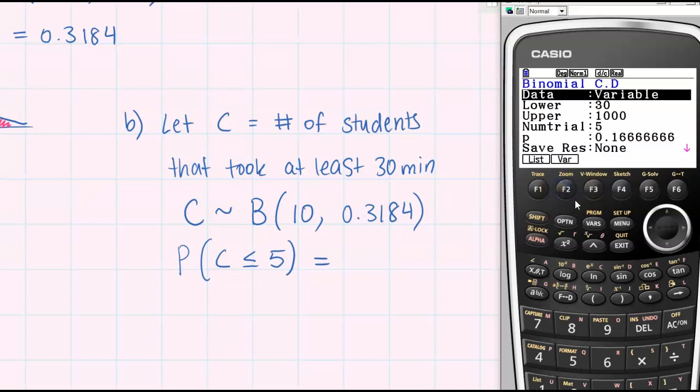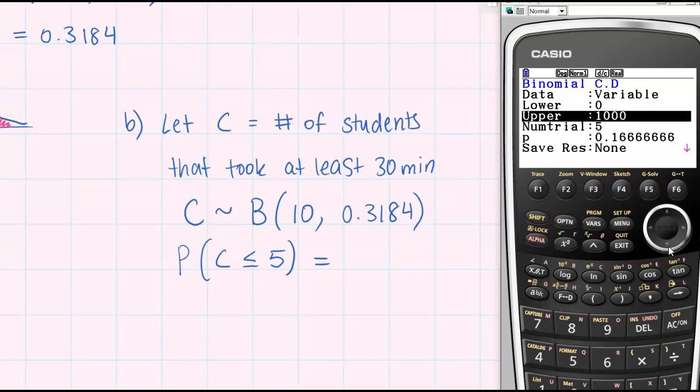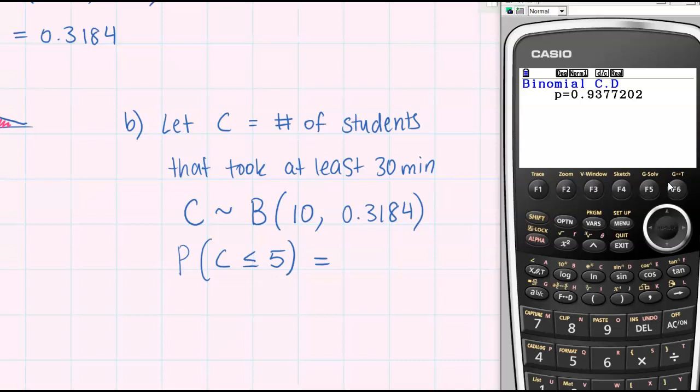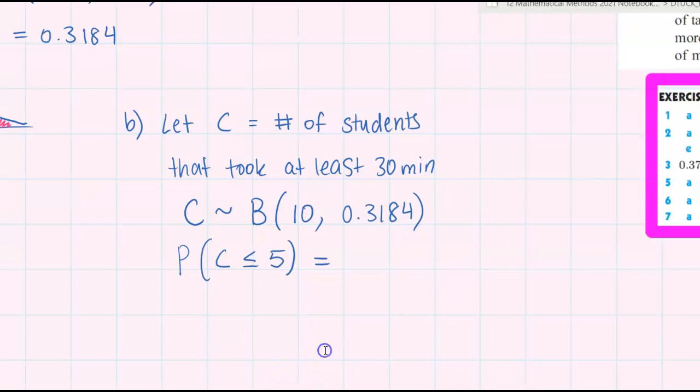So we go CD. Our lower is, what's the lower now? What's the lowest option we could have? 0. We could have none of the students do it in 30 minutes, up to 5 students doing it in 30 minutes. There are going to be 10 trials, and the probability of success is 0.3184. And then we execute it. 0.9377.